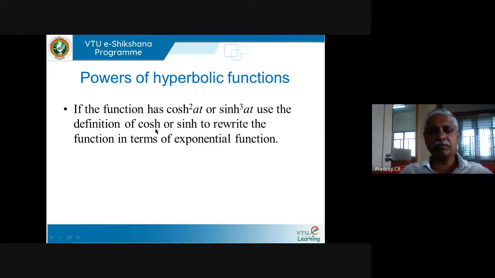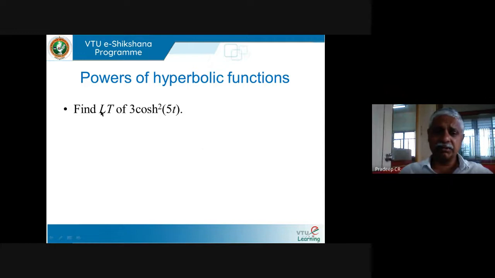Use the definition of cos hyperbolic and sine hyperbolic to rewrite the function in terms of the exponential function. I know it's a bit abstract, so let me give you an example. Find the Laplace transform of 3 cos hyperbolic square 5t. You see, I don't know what the Laplace transform is.